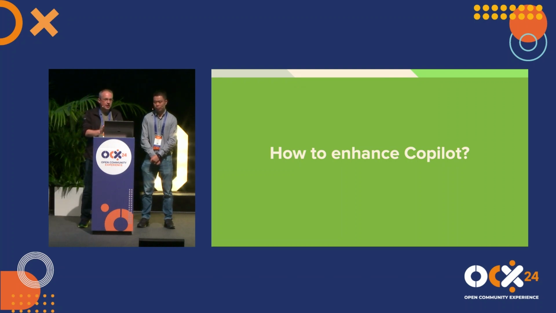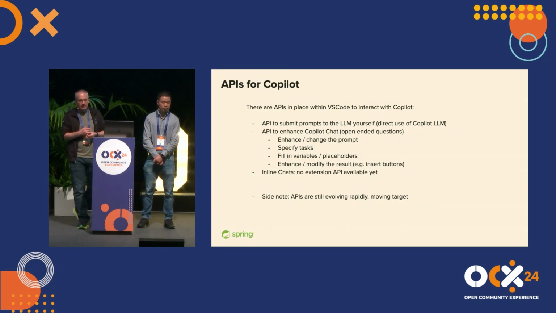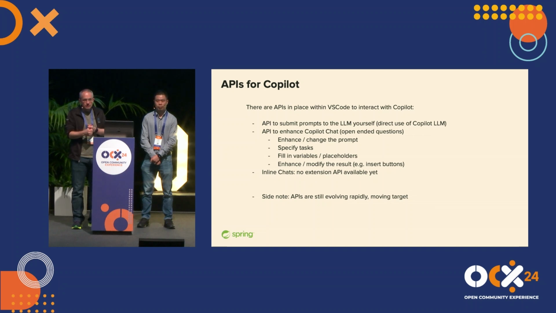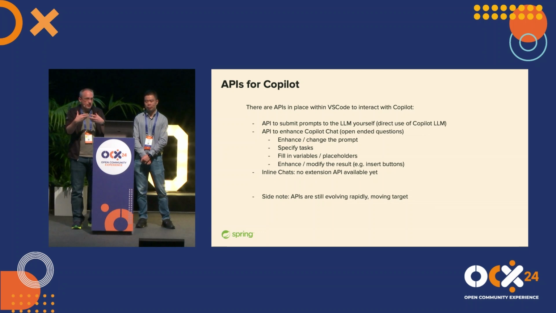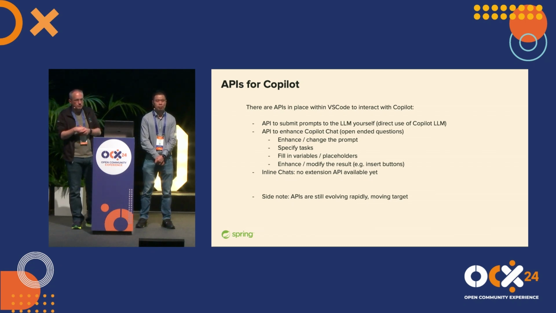So how can we change this? How can we enhance this with our, let's say, Spring-specific knowledge that we have in mind? In Copilot itself, on VSCode, there are APIs for that, actually. These APIs allow you to use the large language model directly yourself. So you can write an extension, and instead of using the UIs that exist in VSCode for Copilot, like the chat window or the in-place chat, you can, under the hood, just submit prompts to the LLM and receive a response and do whatever you want with that, right? So there's a direct API to submit prompts and receive the response back.